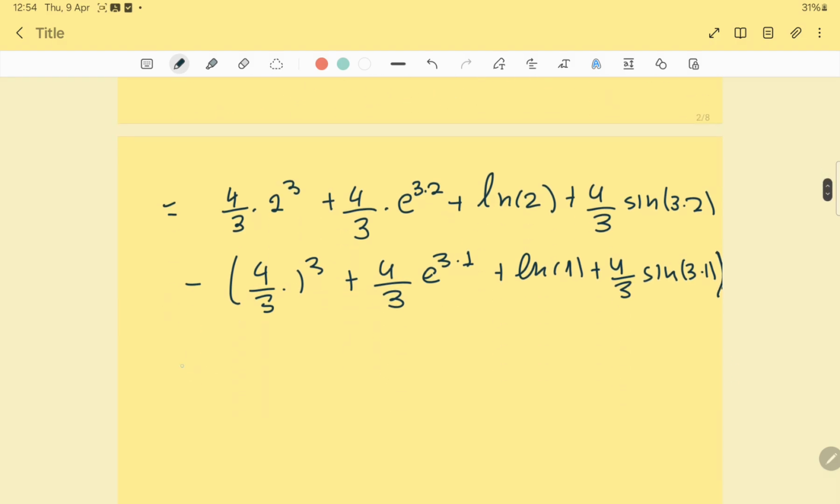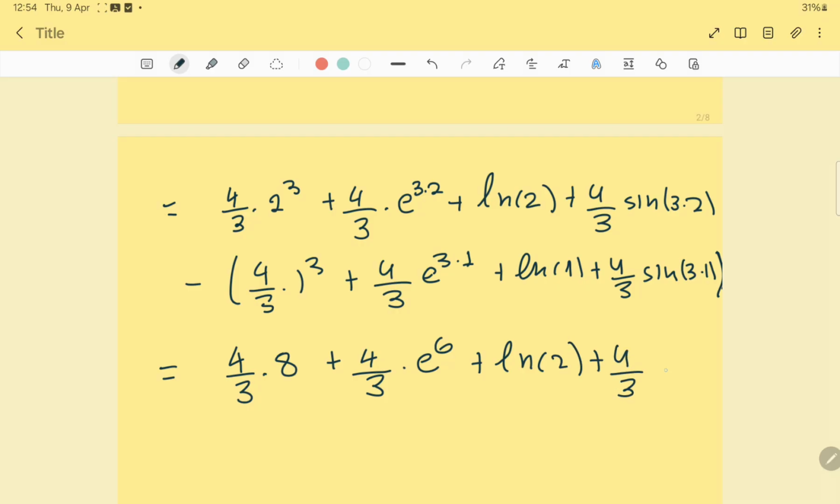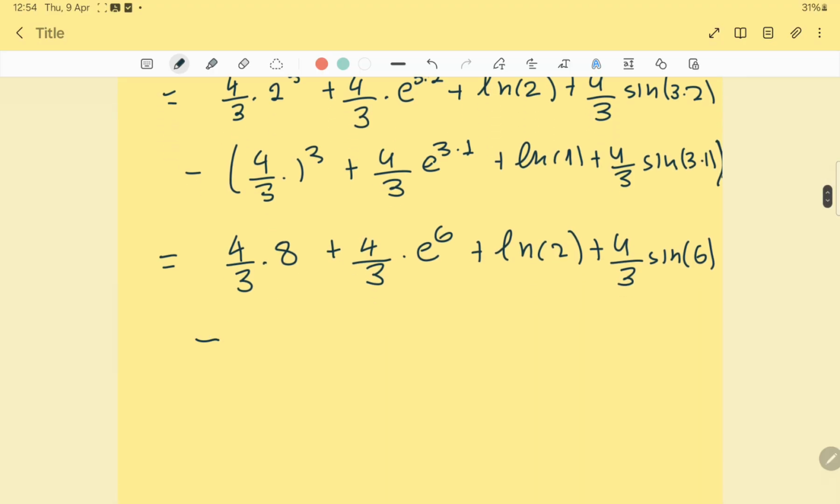I repeat, we do the substitution, so we have 4/3 times 2 to the power of 3, which is going to be 8, plus 4/3 times e to the power of 3 times 2, which is 6, plus ln 2 plus 4/3 sine 3 times 2, which is 6, minus, now remove the brackets, it's going to be 4/3 times 1 to the third power, which is 1, minus 4/3 e to the power of 3 plus ln 1, so minus ln 1, minus 4/3 sine 3.